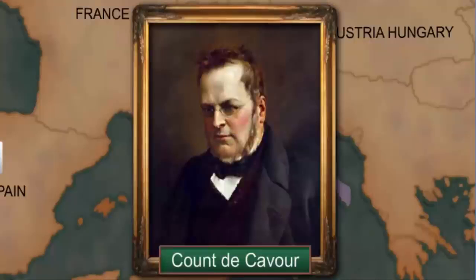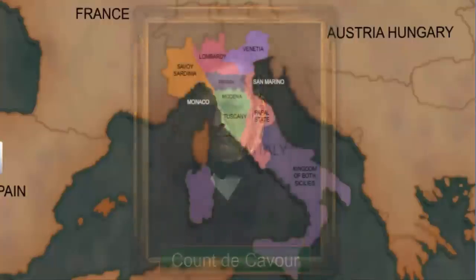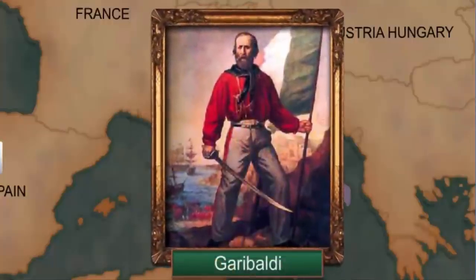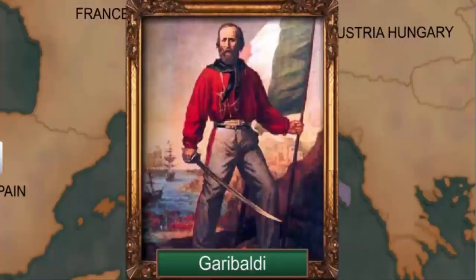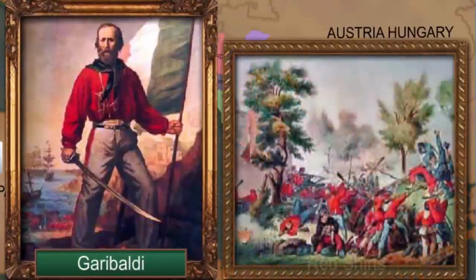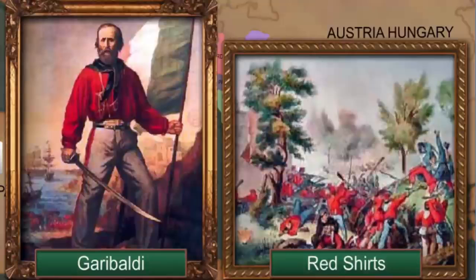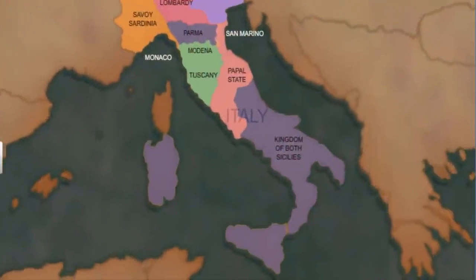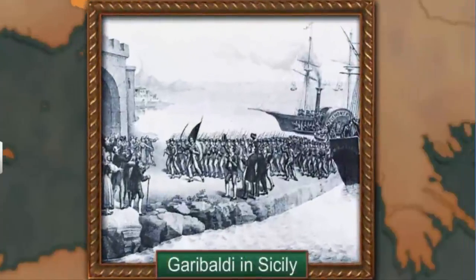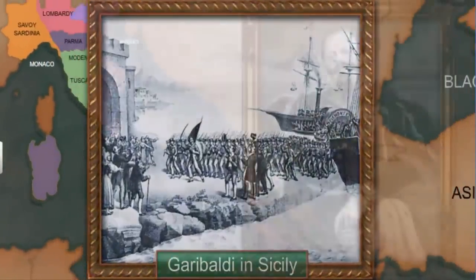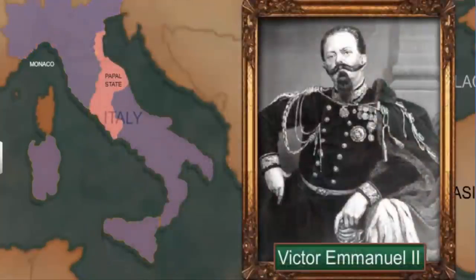Another person who played an important role was Giuseppe Garibaldi. He joined the war along with his armed volunteers called the Red Shirts. In 1860, Garibaldi and his troops drove out the Spanish rulers. In 1861, Victor Emmanuel II was announced King of United Italy.